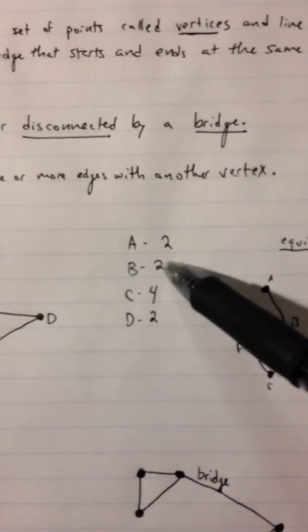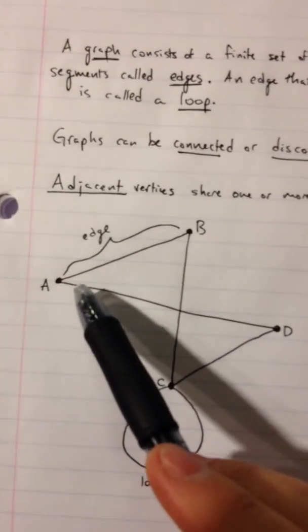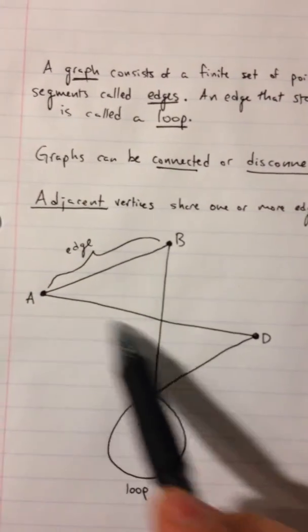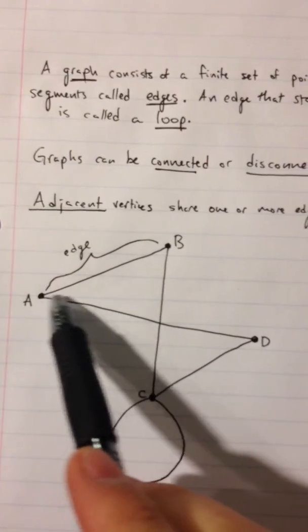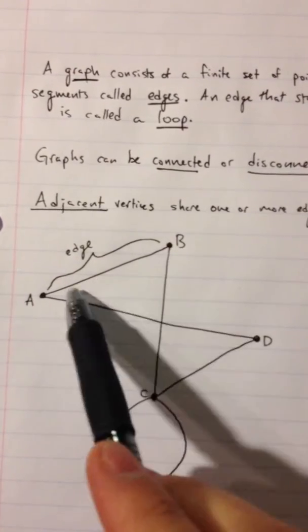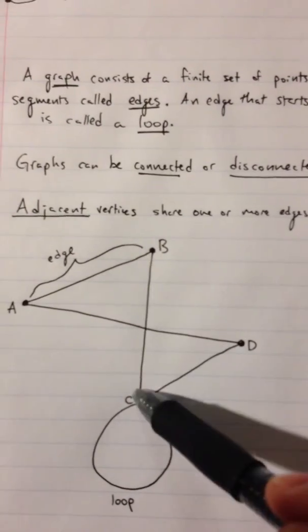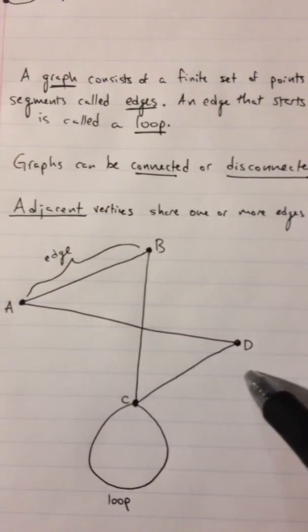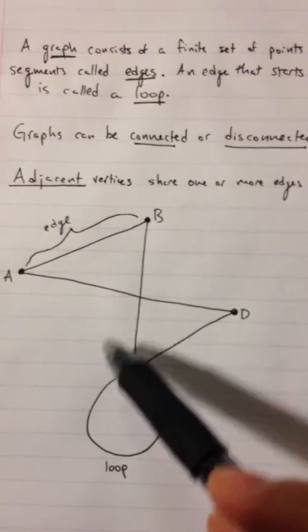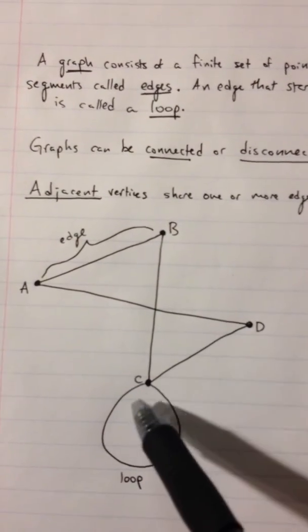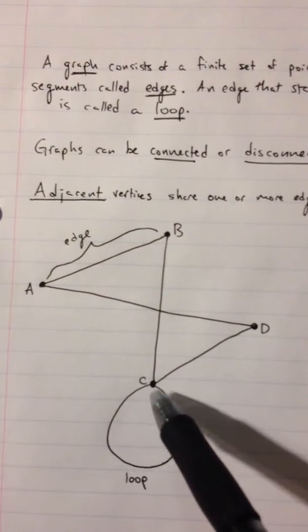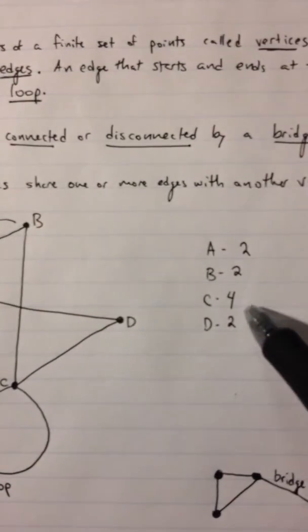Here I've counted out the degrees of all these, and you can see A has 1 and 2 because it shares two edges with these vertices. B has 1 and 2 as well. The same with D, 1, 2. C has 1, 2, and then you actually add 2 more for that, so C has 4.